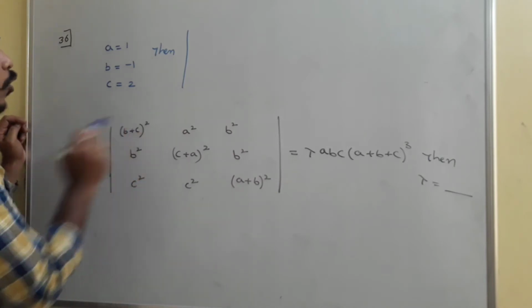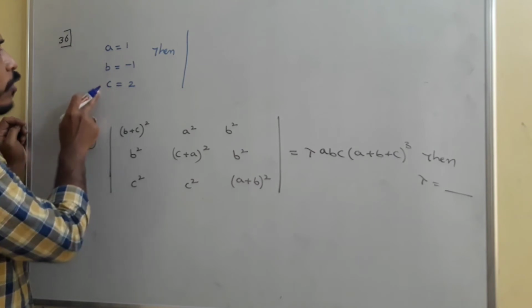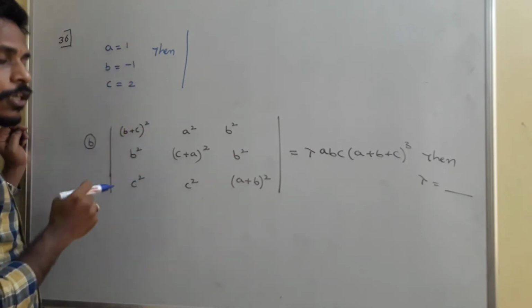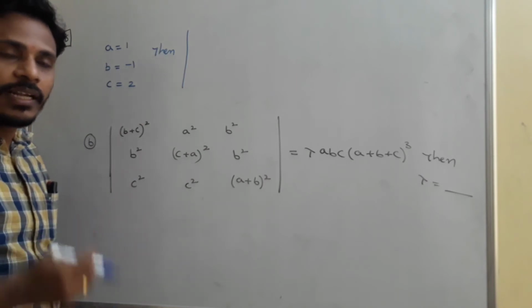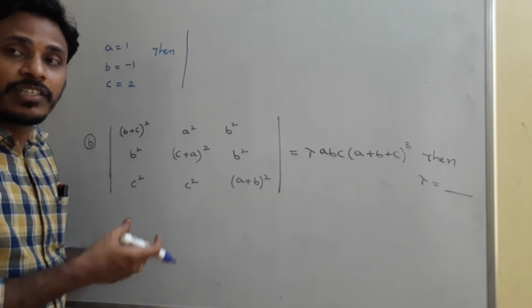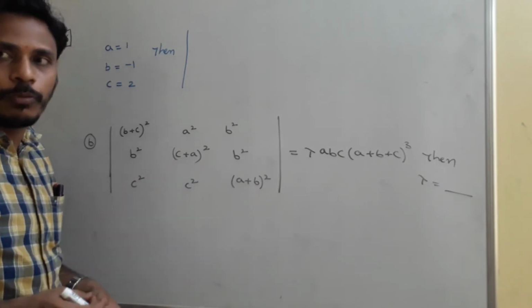So (b plus c) whole square: b is minus 1, c is 2. Taking these values is your wish. Some people may take 7, 8, 9, but then the problem is somewhat lengthy and calculation heavy, with 7 square, 8 square, 7 plus 8 square, so you will get bigger numerical values.